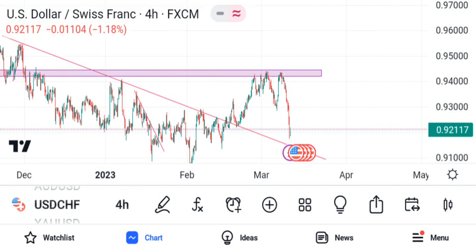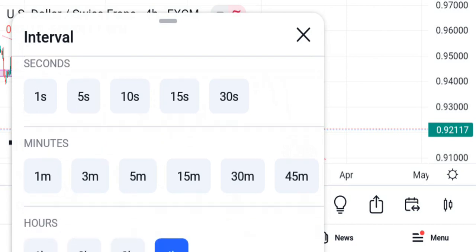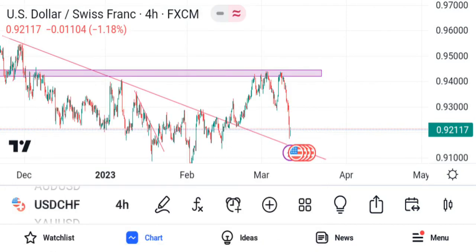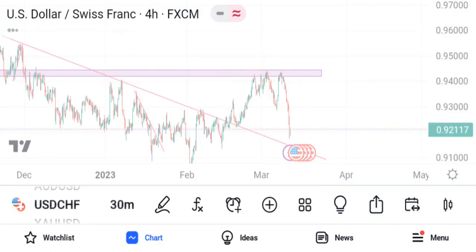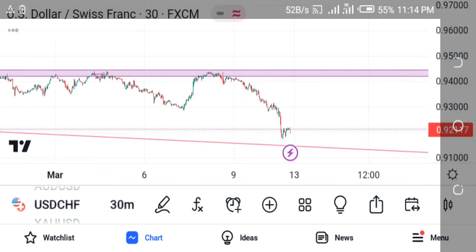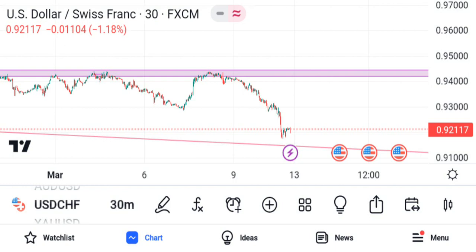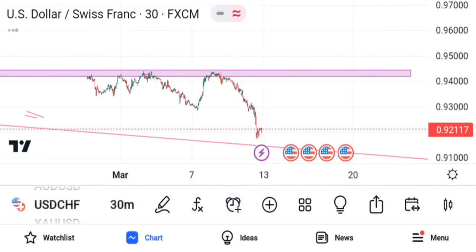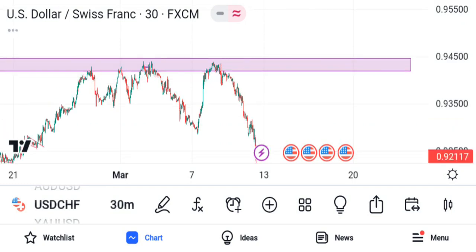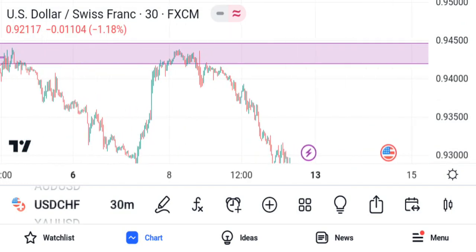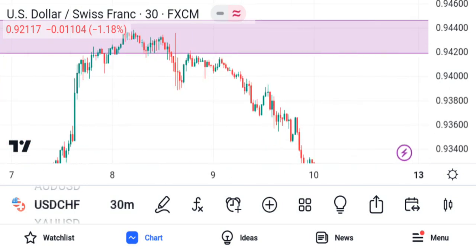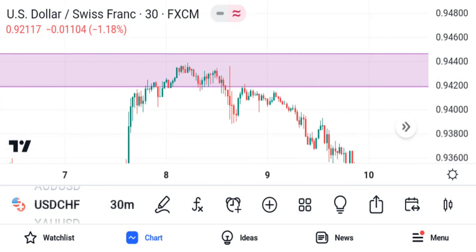What I did was I went down to the 30 minutes. Price is actually in an area of value. I did something here. I waited for price. I didn't actually trade this first resistance. I waited for price to see what happened here. The first thing I was looking out for was a trend line break, which I got here.